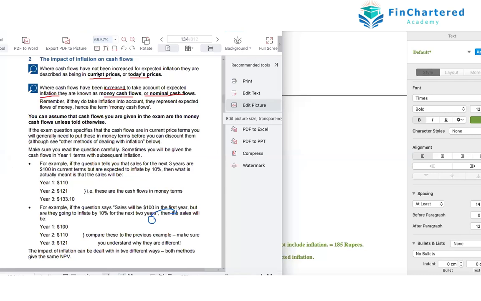Okay, so this is what has been mentioned. For example, if the question tells you that the sales for the next 3 years are 100 in current terms, just like how I told you that in current terms, the Dairy Milk is 185 and is expected to increase by 10%. In year 1, it is 110. In year 2, it is 121. In year 3, it is 133.